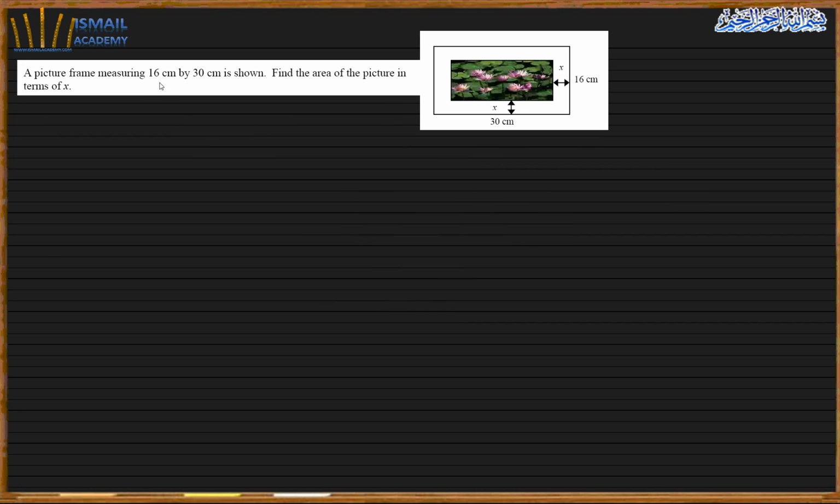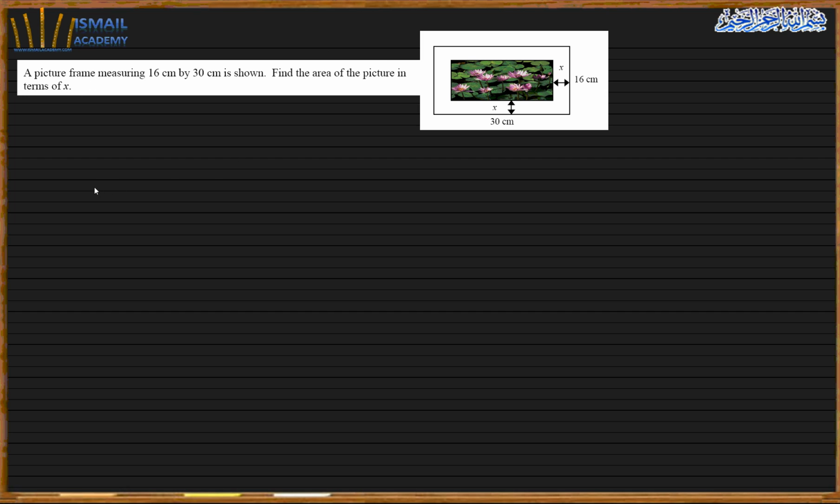Here a picture frame measuring 16 centimeters by 30 centimeters is shown. So here they give me the picture frame. So this is my picture frame. Find the area of the picture in terms of x. That means they don't ask you to find the exact area, but they ask you to find the area in terms of x.